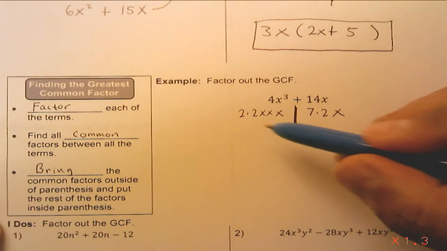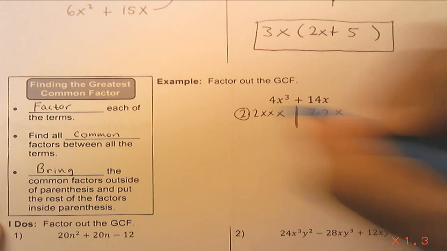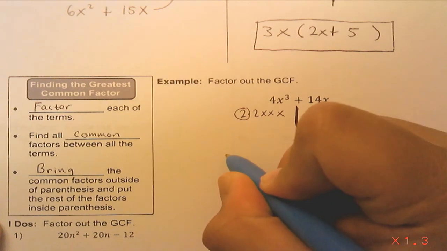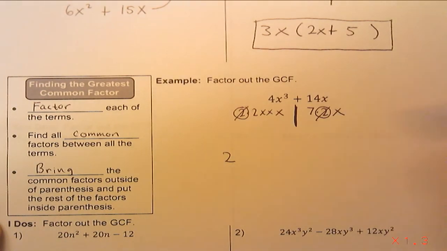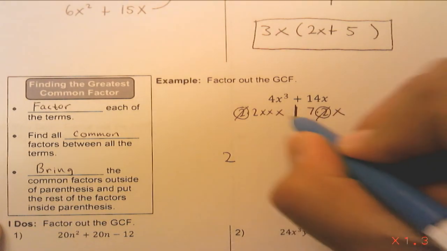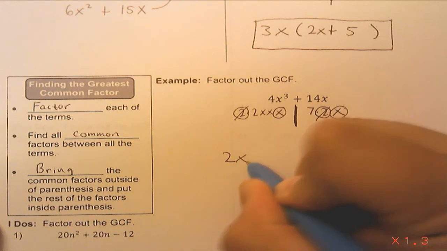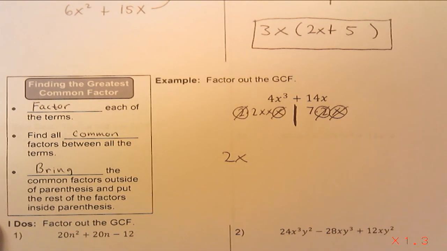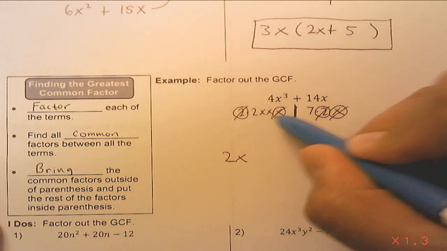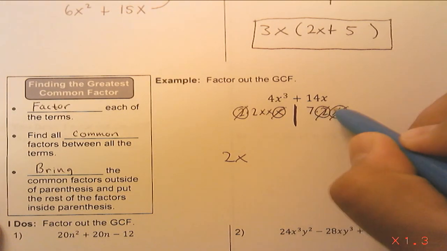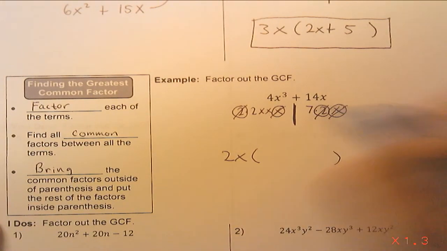All right, and now I just find out what they have in common. I'll start with the numbers. They both have 2's. So I'm going to bring a 2 out, and cross off the 2's since I took them out. I don't have any other numbers. Now I'm looking at the letters. I got an X here and an X here, so I'm going to bring the X out. Cross them off so you don't confuse them again. And you cannot bring another X out just because you have 2 here. It has to be the same across these 2 terms. Then everything else goes back inside of parentheses.